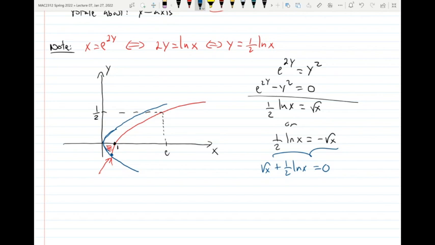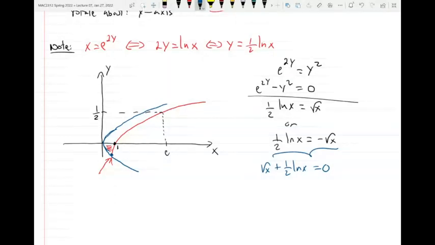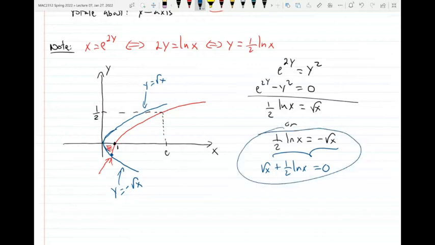Where did you get this square root of x? That's this function right here. This is x equals y squared, right? Oh, okay. So the top part is y equals square root of x. The bottom part is y equals negative square root of x. So I'm starting with the bottom part.